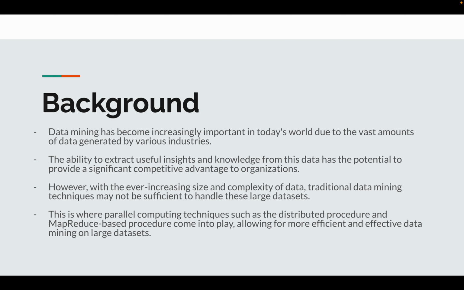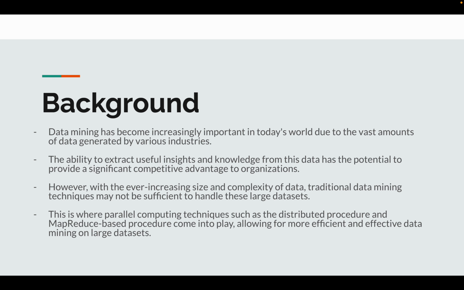It allows us to distribute the workload across multiple machines or processes, enabling us to process large data sets much more quickly and effectively. Throughout this presentation, we'll be discussing two main methodologies for utilizing parallel computing in big data mining. That is the distributed procedure and the MapReduce based procedure. We'll be comparing and contrasting the two methodologies and analyzing their performance and efficiency on two large multi-class datasets.